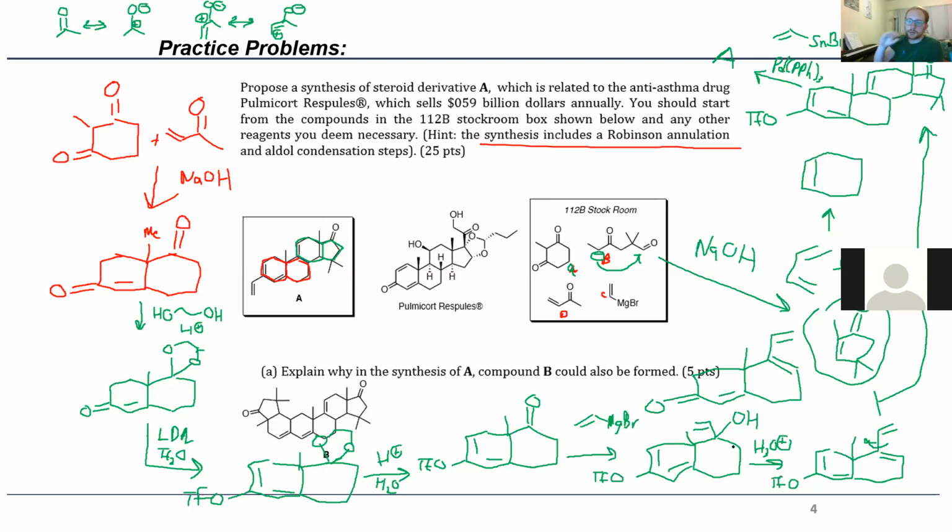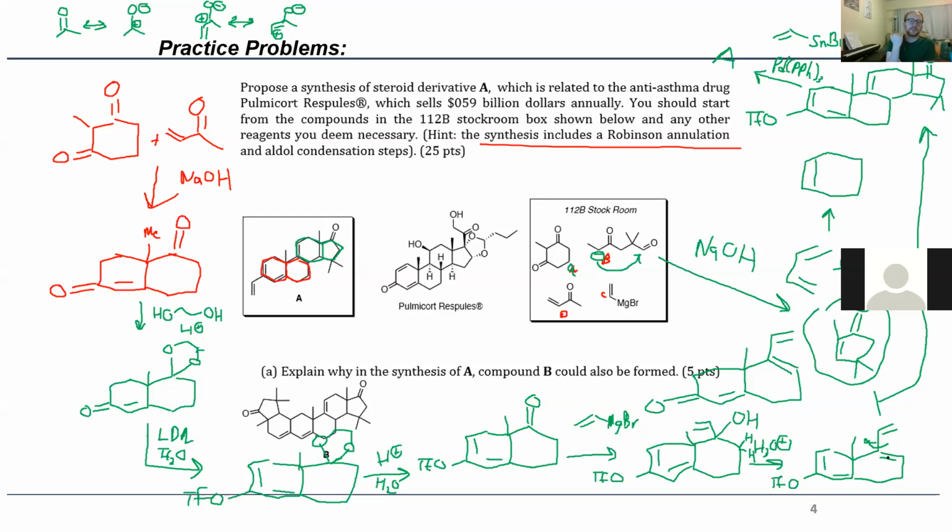Well, so the only possible positions here, Tyler, are these, and that's always going to give the endocyclic cis alkene, because trans alkenes in 6-membered rings are too high in energy. So it's always going to be this cis alkene here.